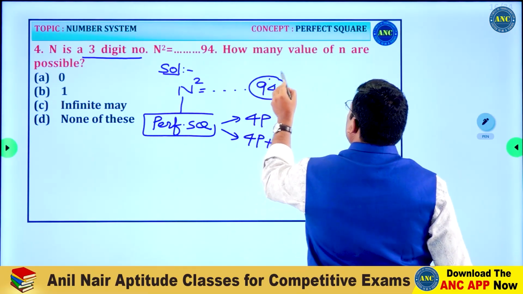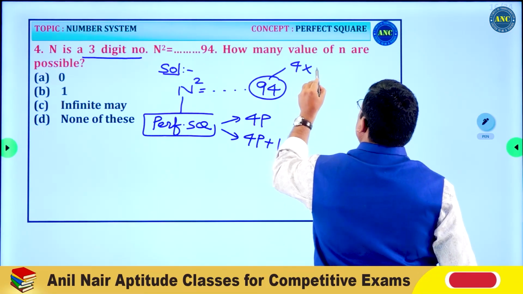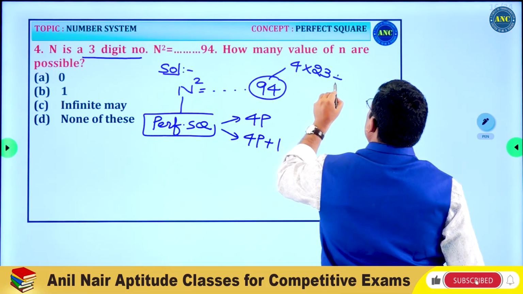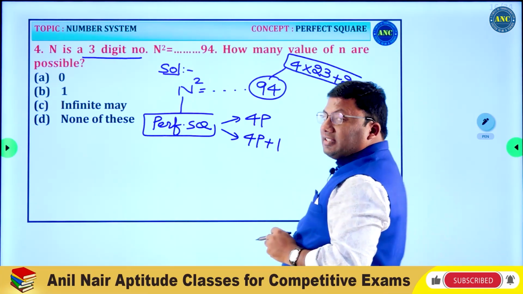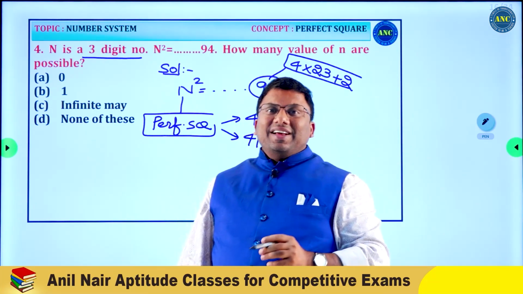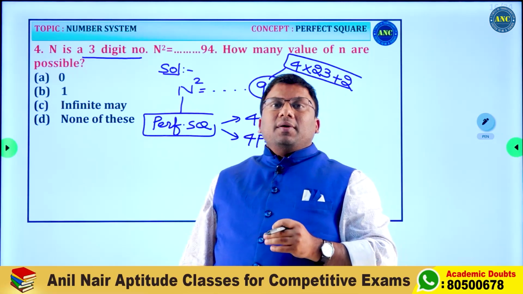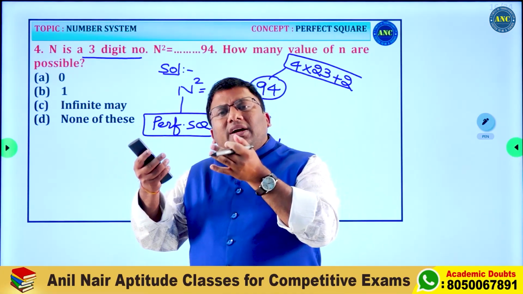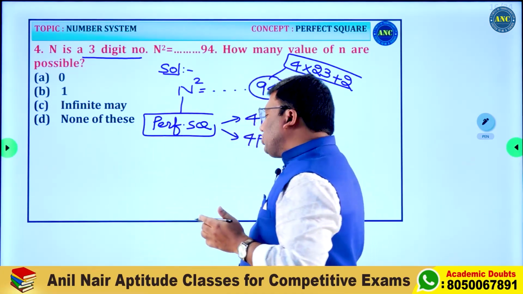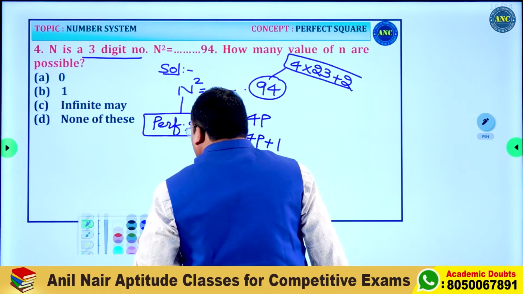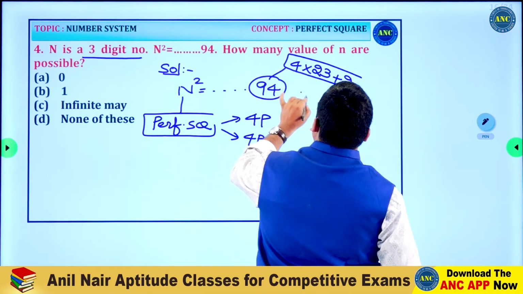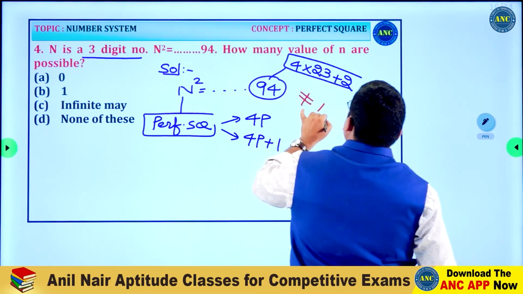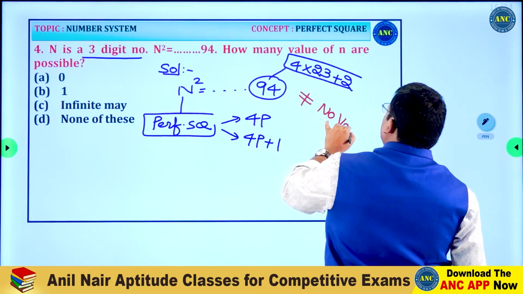94 is 4 into 23 plus 2. 4 23s are 92, plus 2. Left-hand side is clearly a perfect square, right-hand side is giving remainder 2. Any perfect square when divided by 4 should give remainder 0 or 1. It is giving remainder 2. So the answer is no value of n.